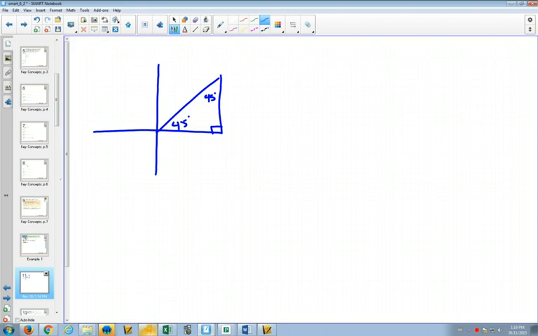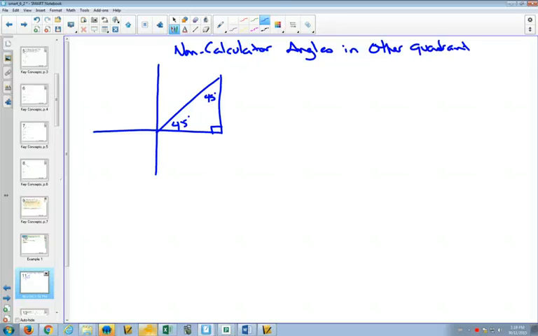So these are your angles, non-calculator. Here are our non-calculator angles in other quadrants.